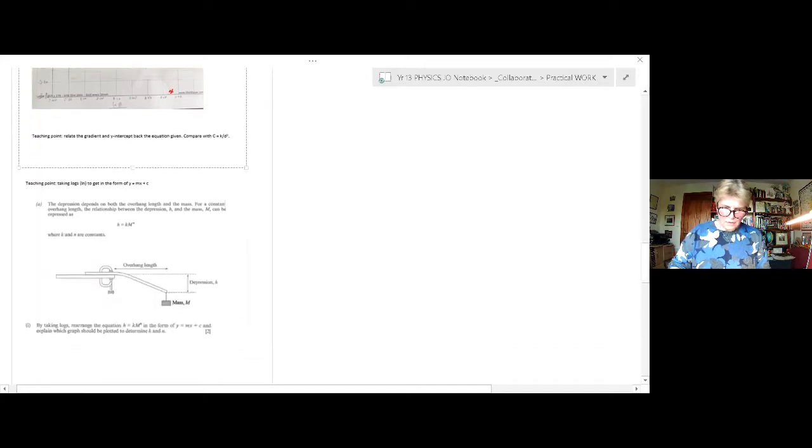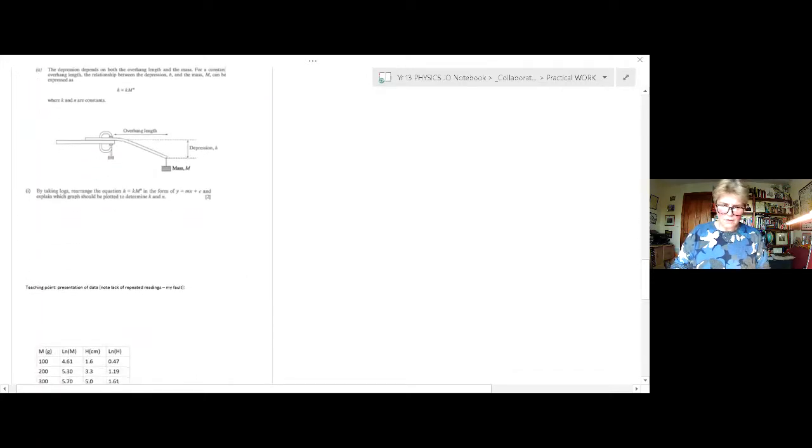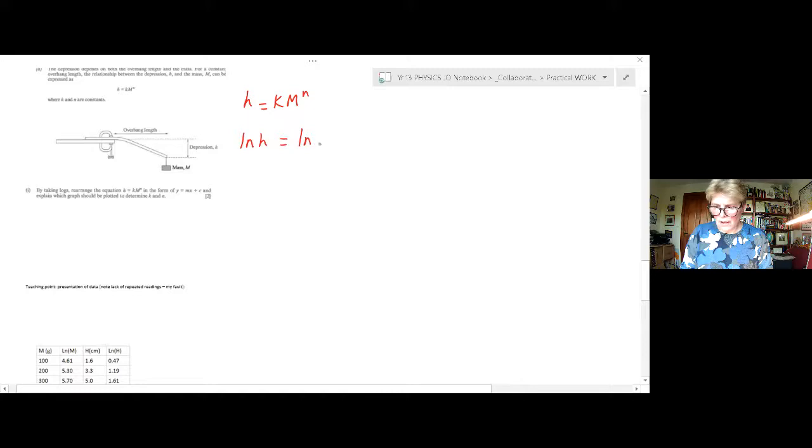Okay, right, let's carry on then to another log relationship, just to see if we can do it. So h equals km to the n, log natural h equals log k plus n log m. Rearrange it so that you can directly relate it to y equals mx plus c. And the thing that's changing here is the mass.